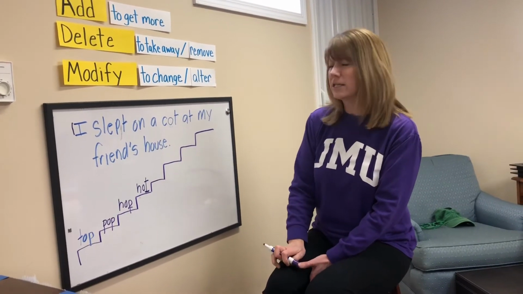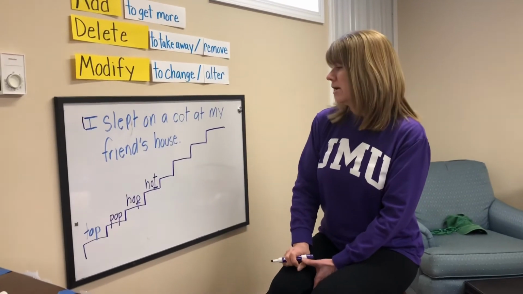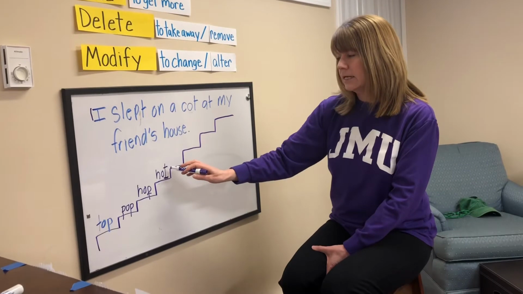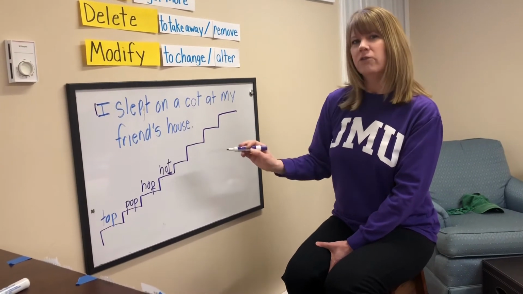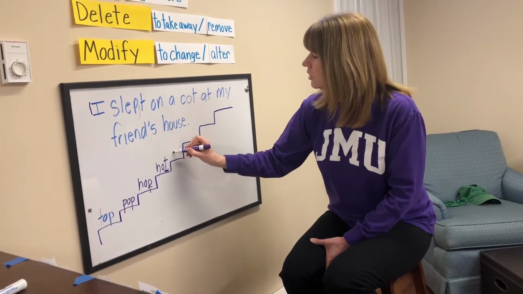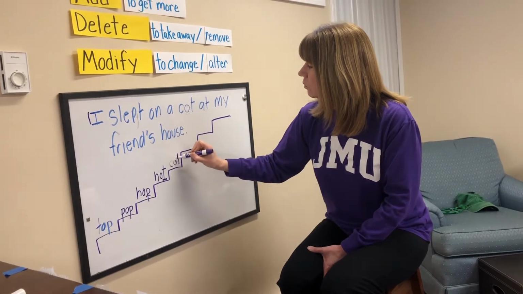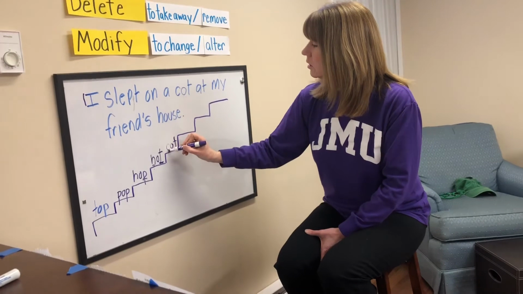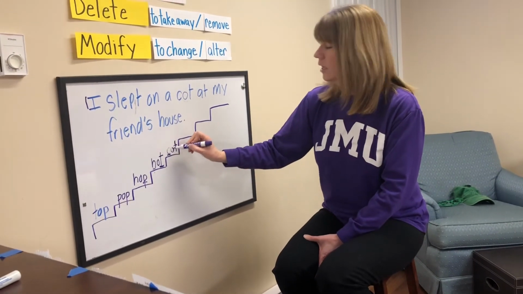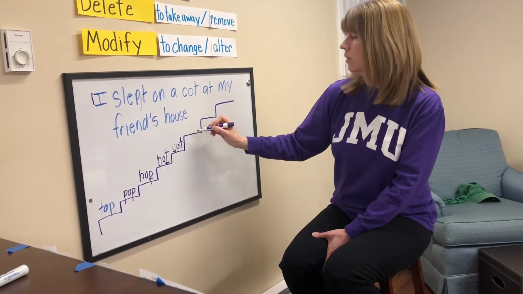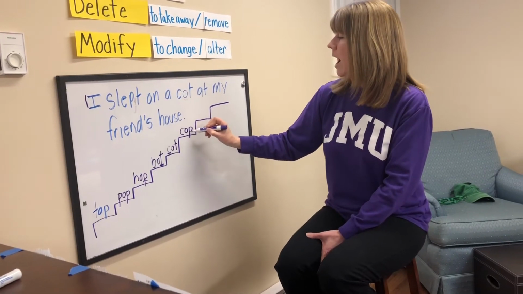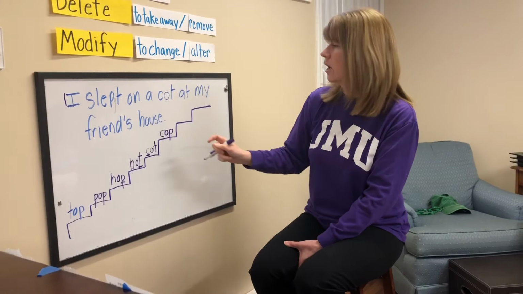Let's see if I can go on. It's getting a little challenging now. I've got top, pop, hop, hot. I'm going to take a word from my sentence, and I'm going to change the initial sound and create the word cot. So I changed the H to a K, cot. And I'm going to keep on going. I'm going to change the final consonant. Now I have the word cop, which is a quick little way to say police officer.